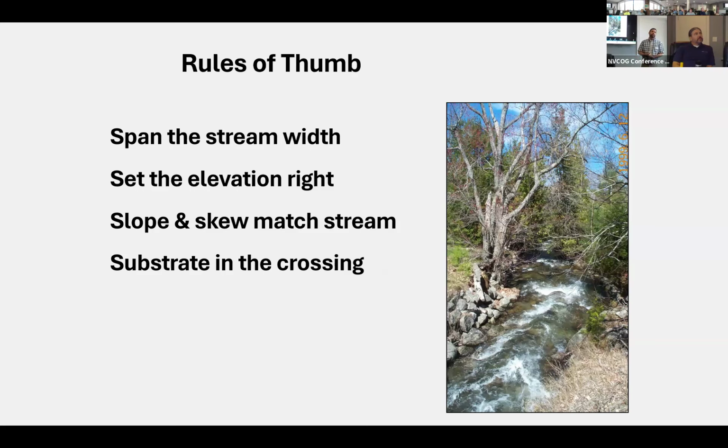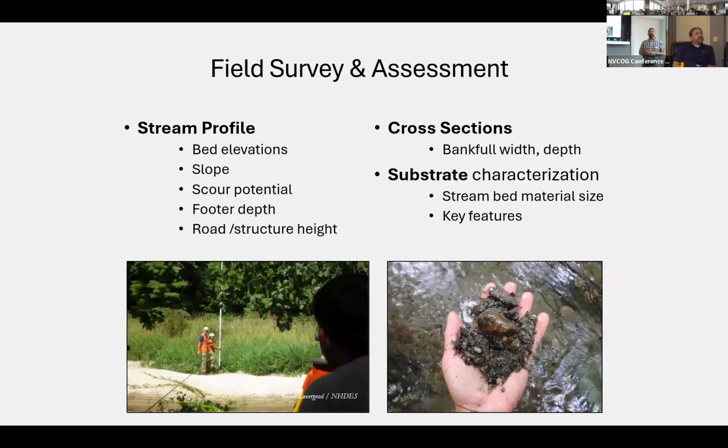So the rules of thumb when it comes to designing like this, we put in a list of S's, hopefully to make it easier to remember: spanning the stream width, setting the elevation right, slope and skew to match the stream, and substrate in the crossing. So let's talk through that. This approach requires a bit more field survey and assessment from trained personnel than we're normally used to doing for these types of projects.